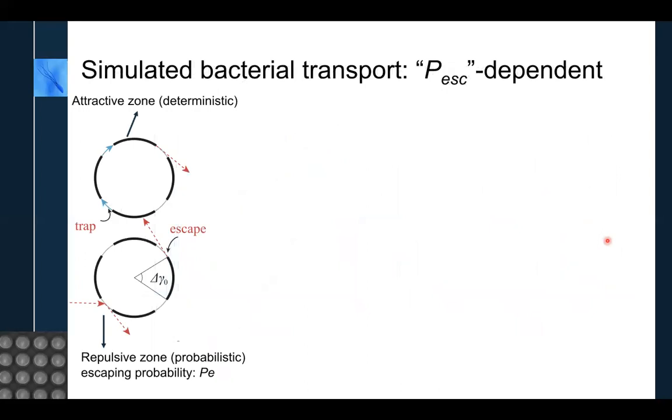To further employ the model for understanding the size-dependent transport, we embedded these distinct attractive and repulsive zones in an agent-based model. In this model, bacteria follow the pillar surface robustly within the attractive zone, which is shown by this thicker black line, while having an escaping probability when arriving at this repulsive zone, which is shown by this thinner line.